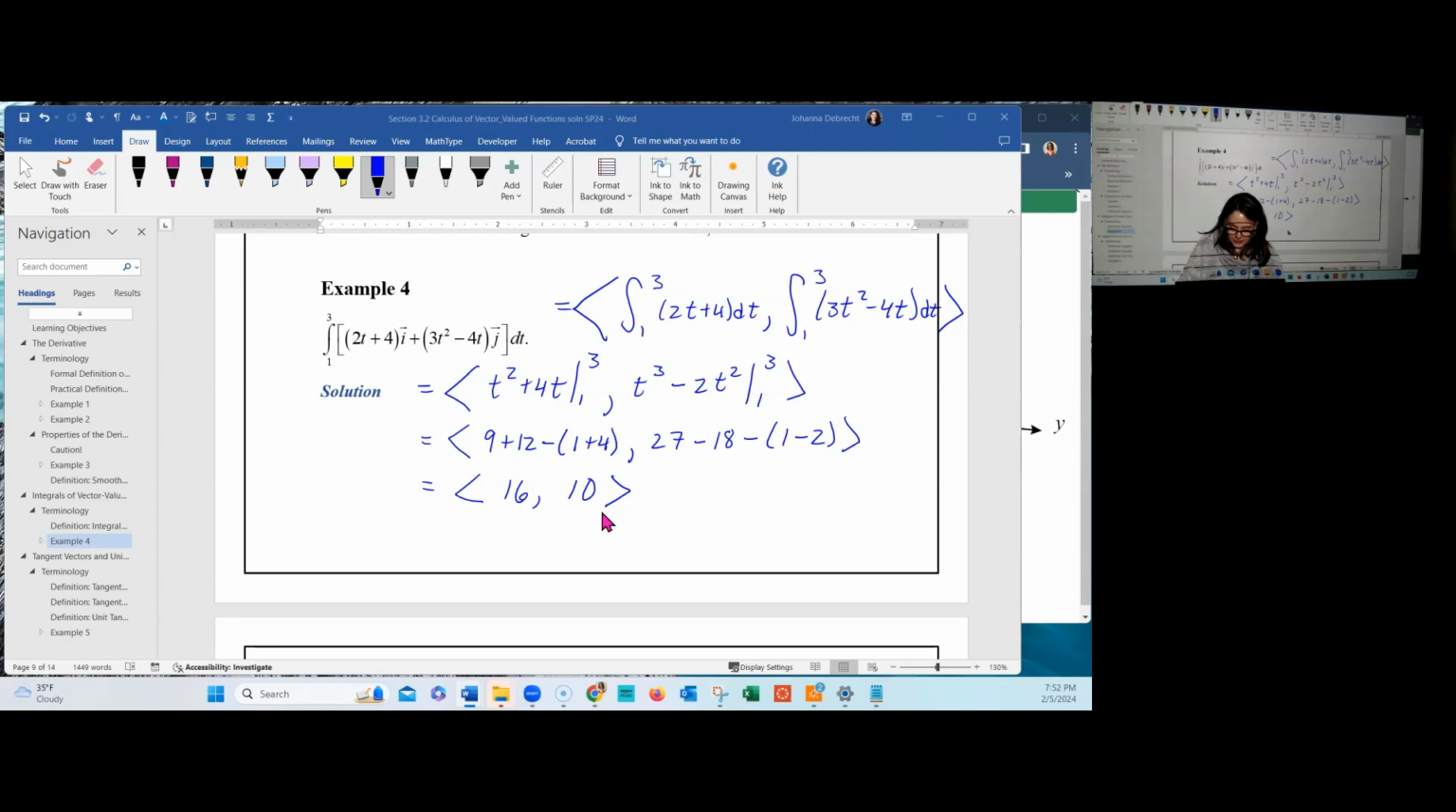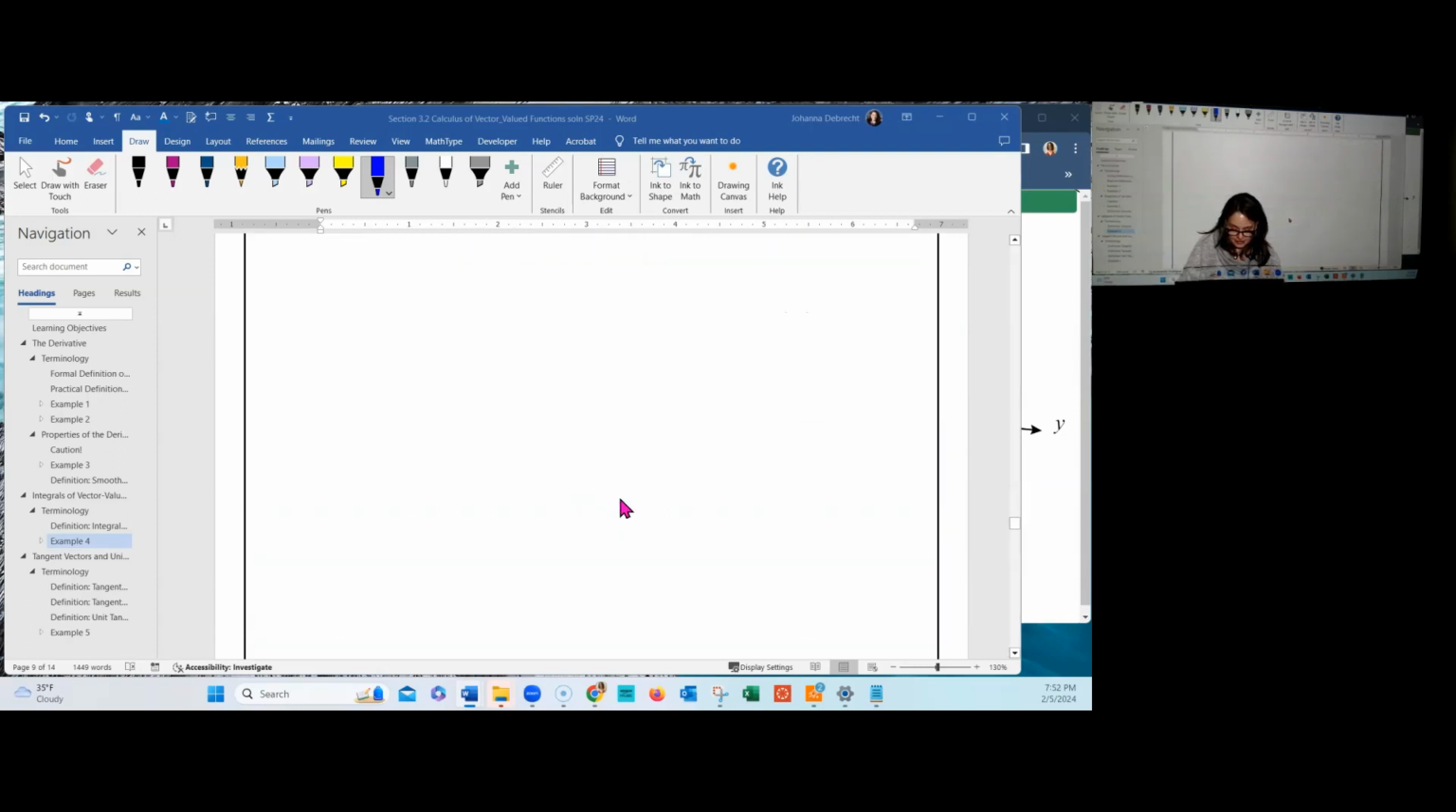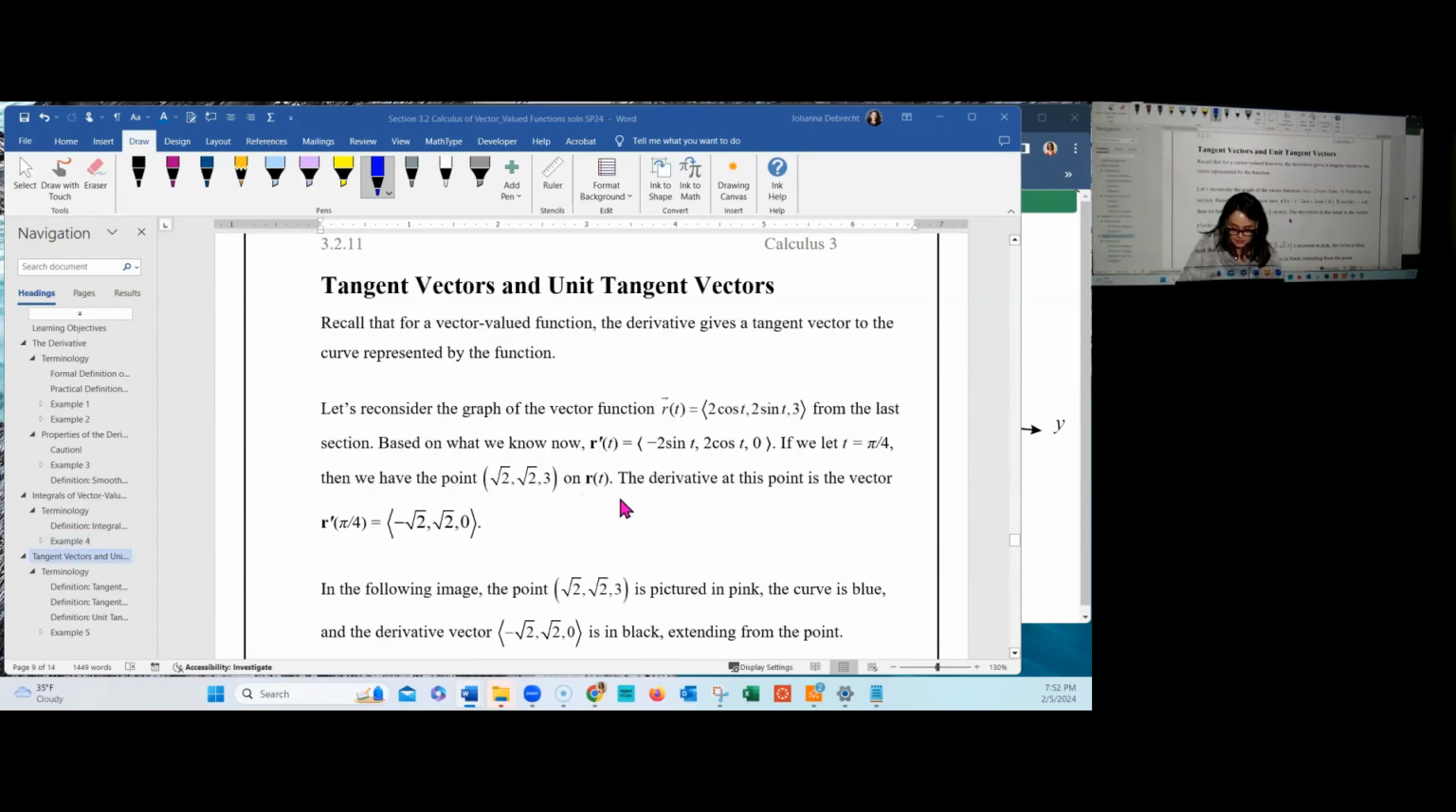The next thing we want to do is talk about tangent vectors. I don't know why there's so much space there. So we want to go on and talk about tangent vectors and unit tangent vectors.